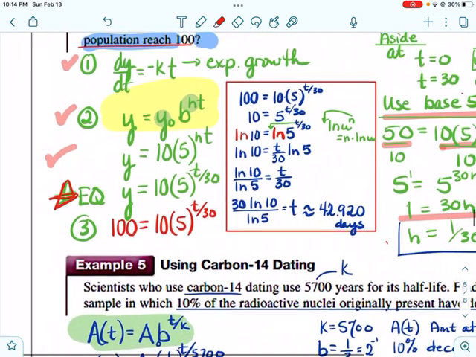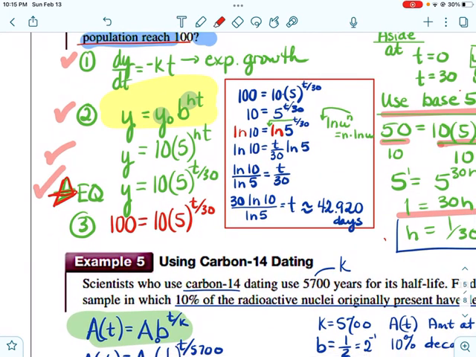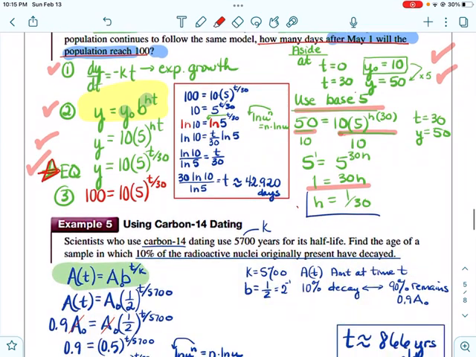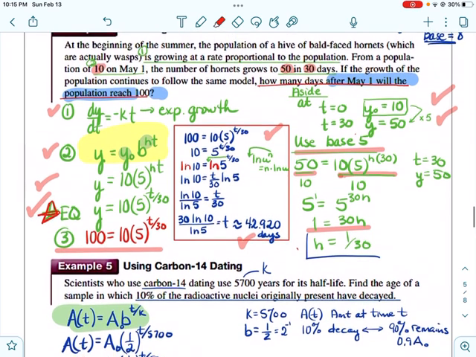Then if I come over here, I have the equation with a star by it: y is equal to 10 times 5 to the t over 30 power. What we want to know is, if the growth of the population continues to follow the same model, how many days after May 1st will the population reach 100? In step 3, I make my population equal to 100, and then I go through the process of solving for t. It turns out I get t is equal to 42.920 days, and that will be the answer to the question.